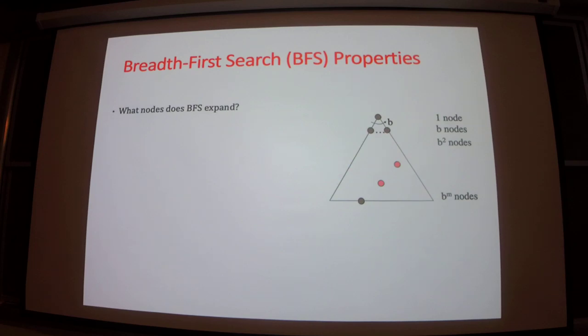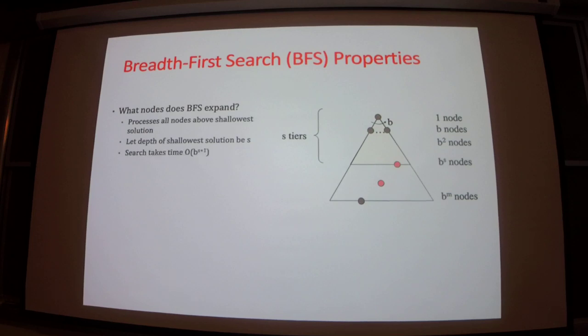right? Okay, so let's look at the complexity here. What nodes is BFS gonna expand? Right, it's gonna go down the tiers. So it's processing all the nodes that are above the shallowest solution. So if we let that depth be s, then the search time takes on the order of b to the s plus 1. Why? Where is this 1 coming from? It's the children of the last layer that we're on, because they've been pushed onto the queue at this point, right? So we have to operate on them. Because each layer is dominating the previous layer, we have to consider that, right?